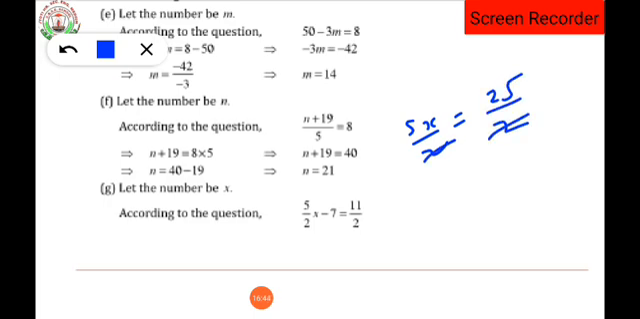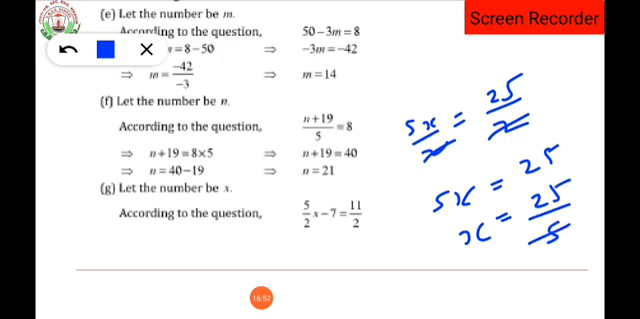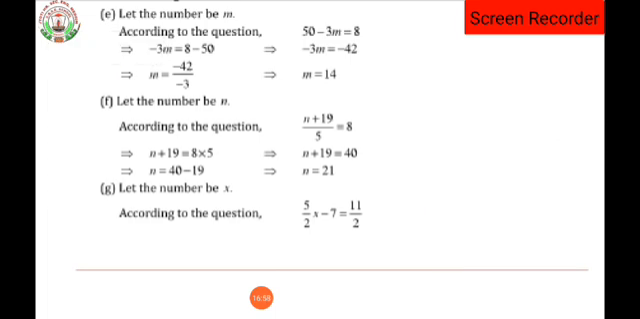Since they are like terms, the denominator will get cancelled. So 5x is equal to 25. So x is equal to 25 upon 5. So 5 ones are 5, and 5 5s are 25. So the x value we will get here is 5. Clear everyone? So in this way our question number 1 is completed.